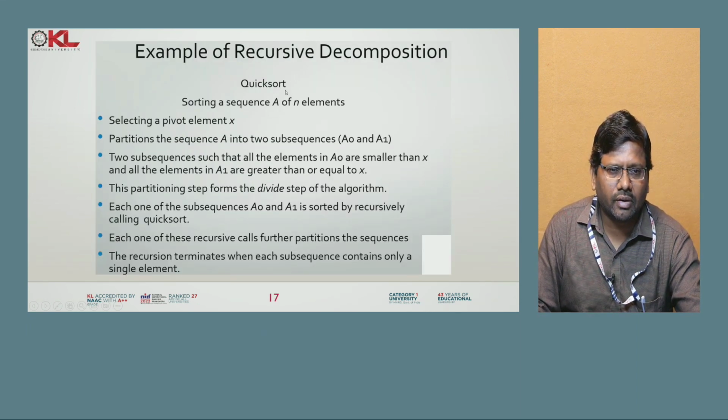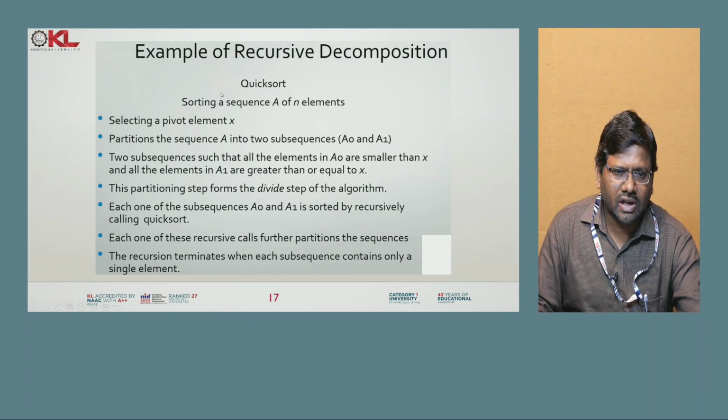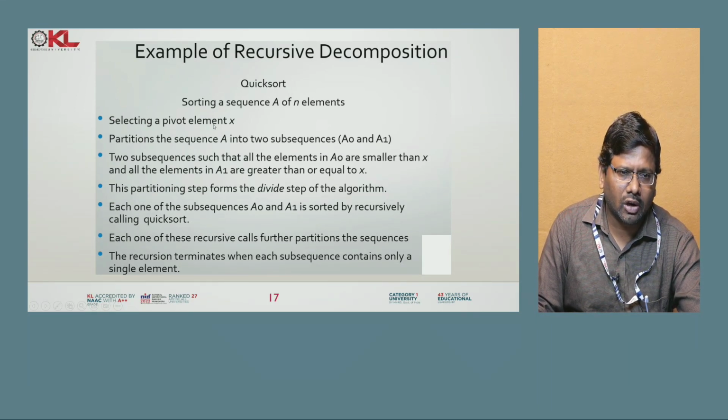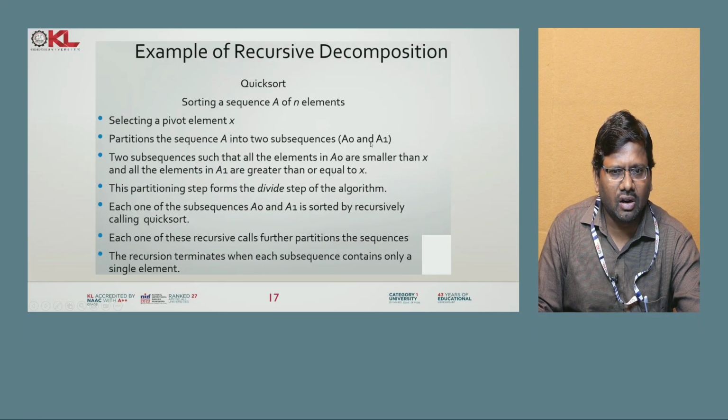For example, consider quick sort. What are the steps carried out in quick sort? Suppose we are considering an array that consists of n elements. We select a pivot element and partition the array into two subsequences, A0 and A1. Again in A0 we find a pivot element and divide it into two more parts, where one group of elements has values less than the pivot element, and another group has values greater than the pivot element. Like that we perform the quick sort.